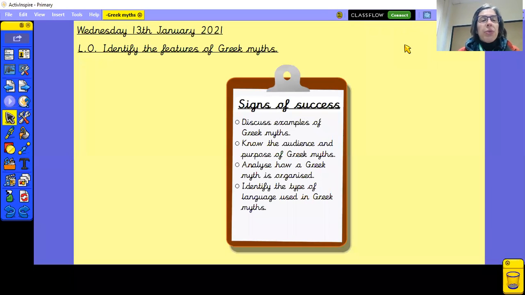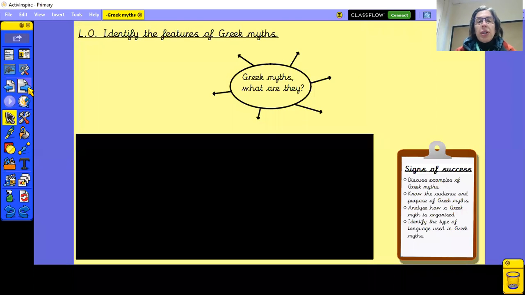Well done. So now we've got a date and LO. We're going to have a look at the Greek myths. What are they? So what I would like you is in the middle of the page that you've got, can you write Greek myths? What are they? Like I've done here. Don't forget the question mark because it's a question, and have some arrows around like a mind map. Once you've done it, I would like you to have a think. Okay, Greek myth. What do I know about them? Once you've got an idea, write it down and then pause the video before we share some answers.